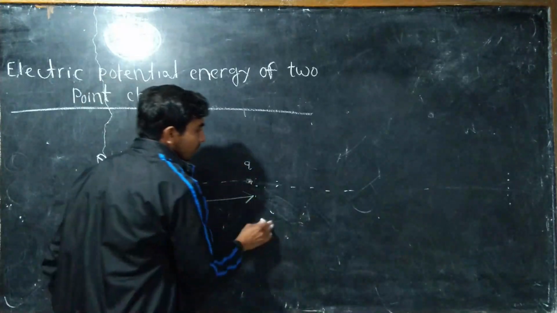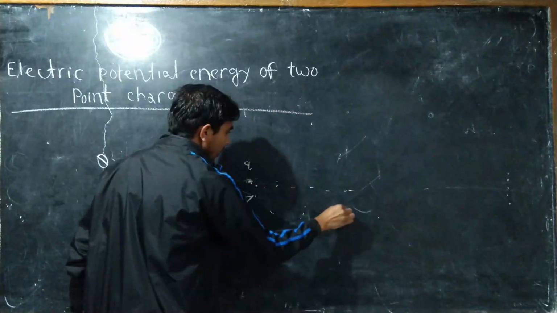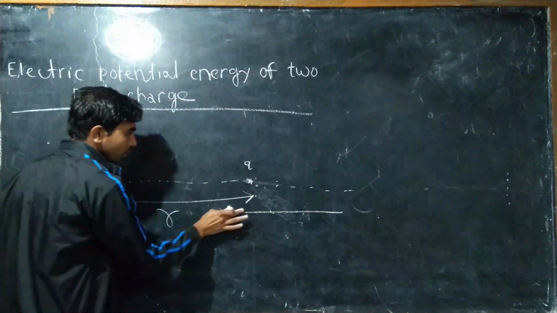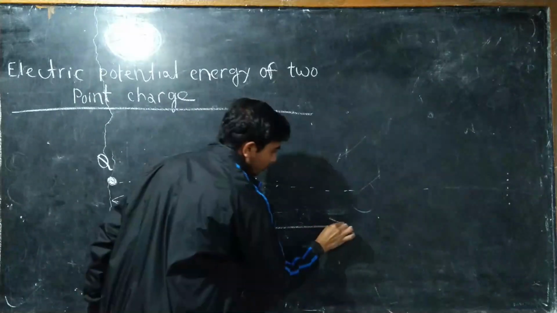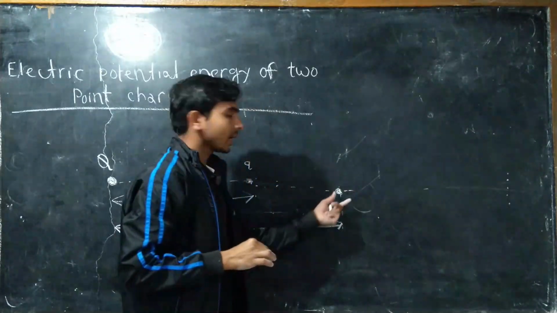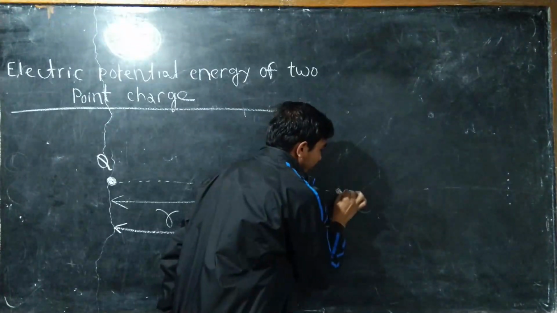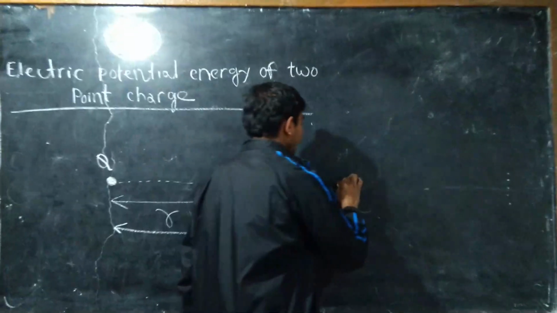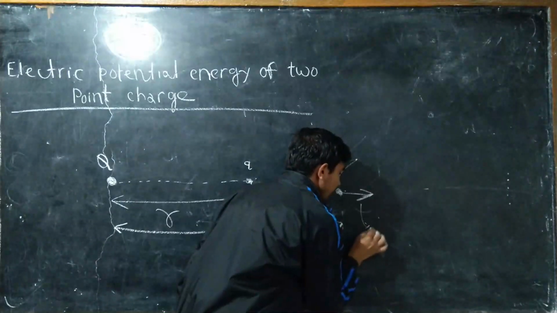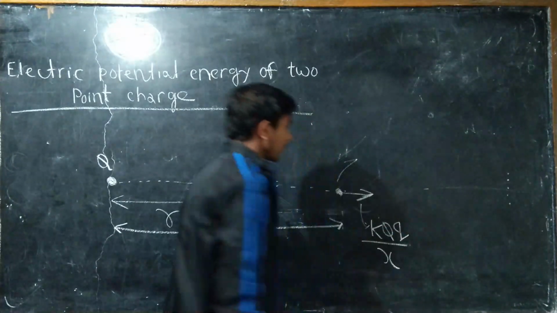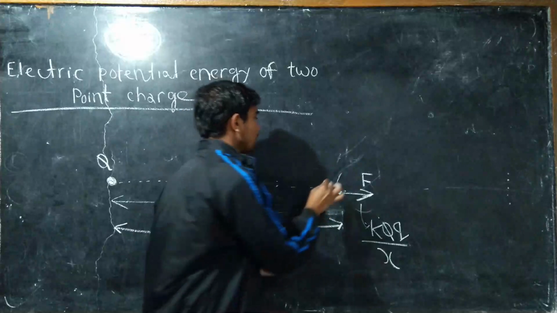Suppose I'm bringing this charge from infinity to this point. As I am bringing it from infinity to this point, at some time it will be at x distance from this point. At x distance, how much force is acting? Force is acting on this charge, and that force is KQ by x squared. This much force is acting on this charge at x distance, right?